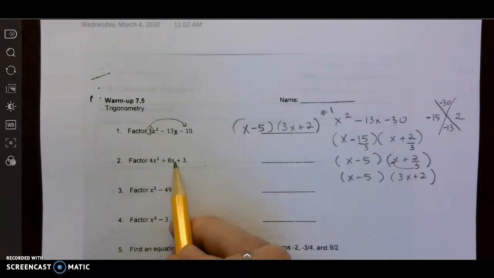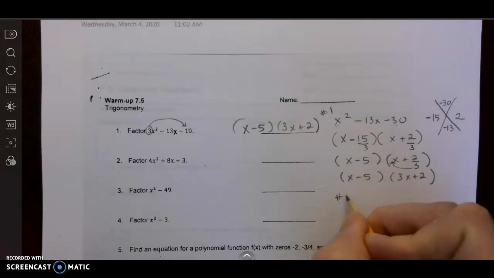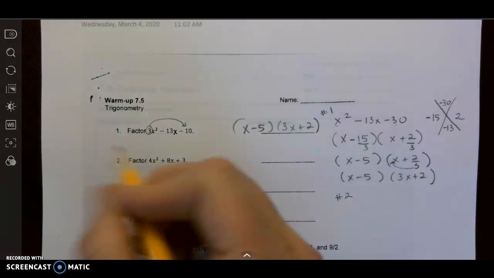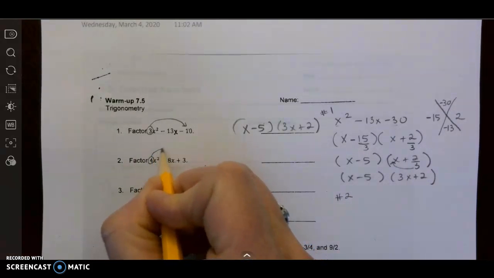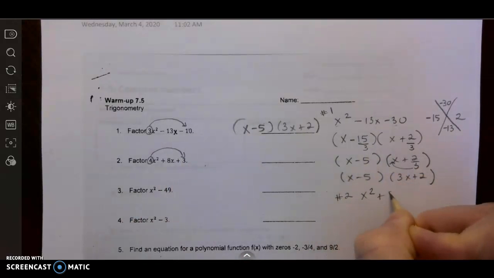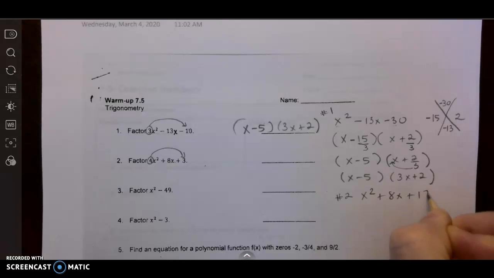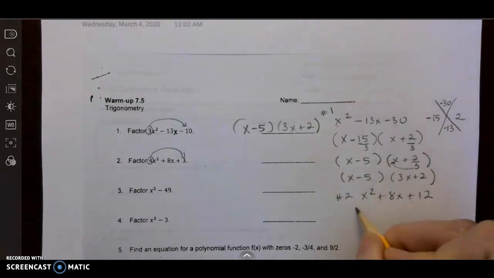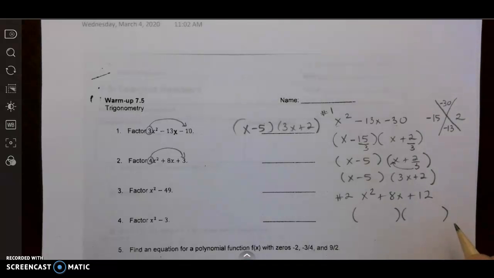Let's do the same kind of thing for number 2. Because I have a leading coefficient that's greater than 1, I'm going to slide that. And I get x squared plus 8x plus 12. I'm going to factor that. I need to think of my factors of 12 that add up to 8. And I know that that's x plus 6 and x plus 2.